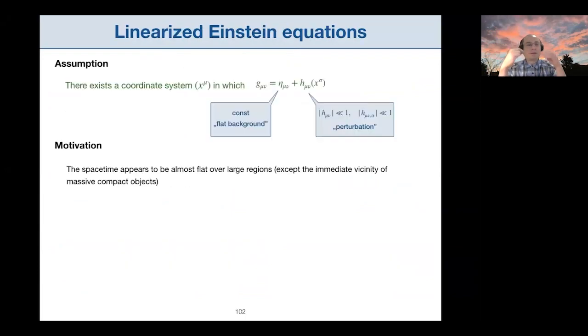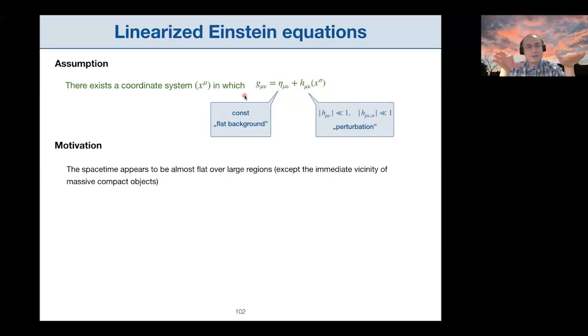Okay, so during the last few minutes of the last lecture, we were discussing the linearized Einstein equations. This is the situation when you can formally write the metric as the metric of a flat space-time, a constant diagonal matrix minus plus plus plus, plus a very small perturbation, which is also not varying very quickly.